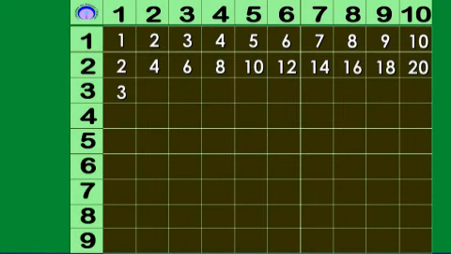In skip counting by 3, all you have to do is increase that number by 3 at a time.